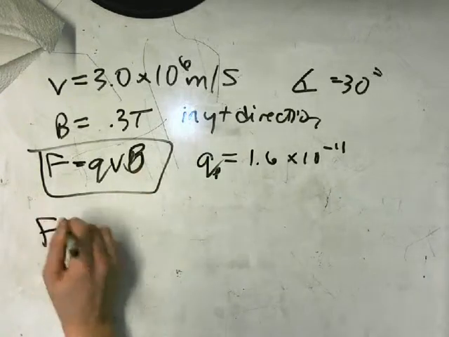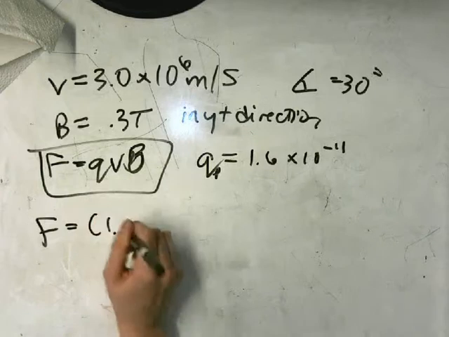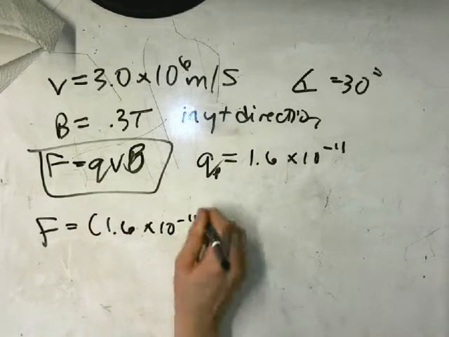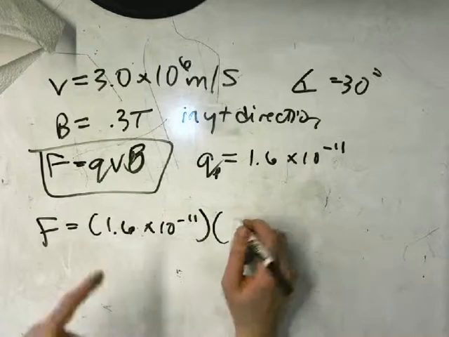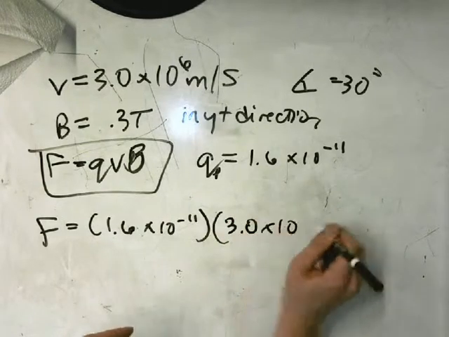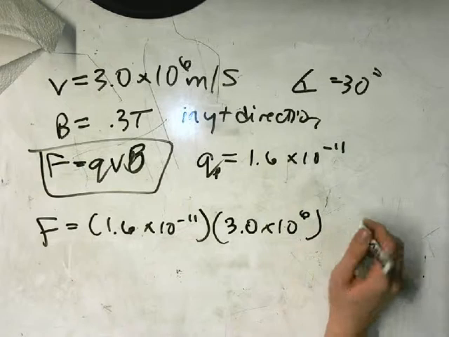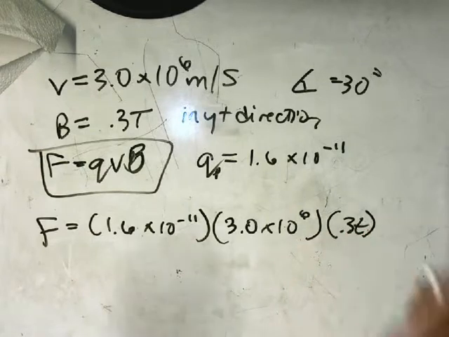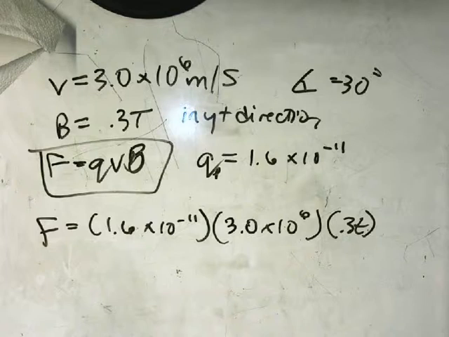So, force is equal to Q, which is 1.6 times 10 to the negative 11, times velocity, which is 3.0 times 10 to the 6th, times B, which is 0.3 T. However, in order for this to work, the direction the proton is moving in has to be perpendicular to the magnetic field in order to multiply it. And since it's not, we have to find a way to make it that way.